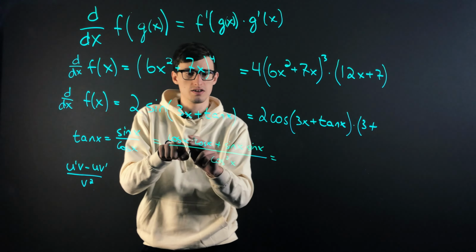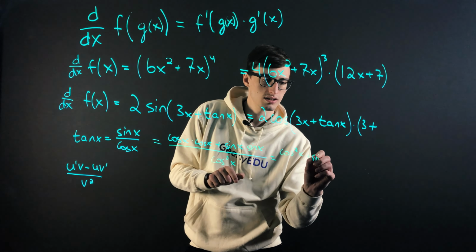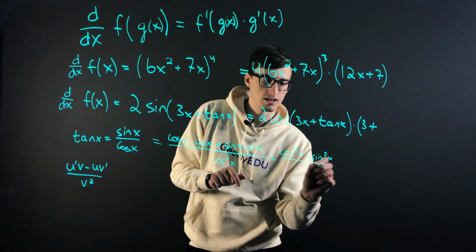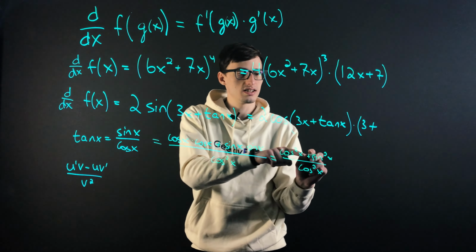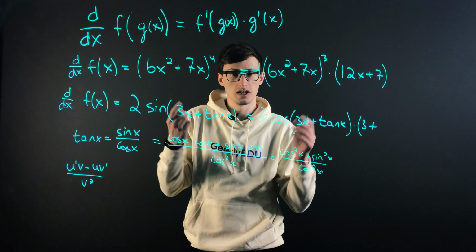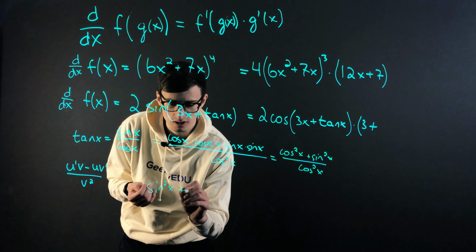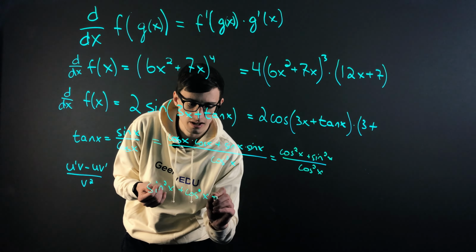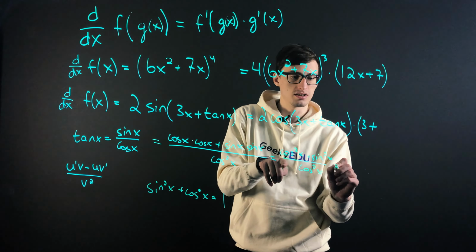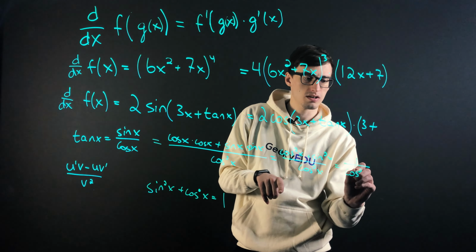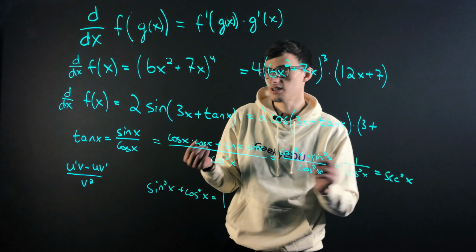And if we put this together, we have cosine squared of x plus sine squared of x divided by cosine squared of x. Now, what is sine squared plus cosine squared? It's an identity, right? We know that sine squared of x plus cosine squared of x equals 1, from the unit circle. So this is really just 1 over cosine squared of x, or secant squared. All right, does that make sense?